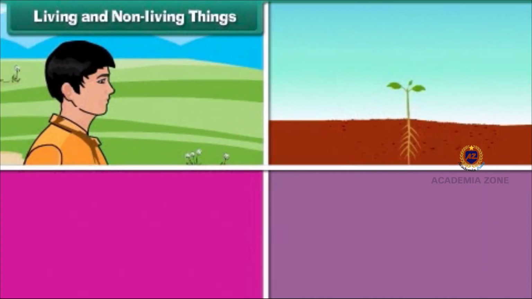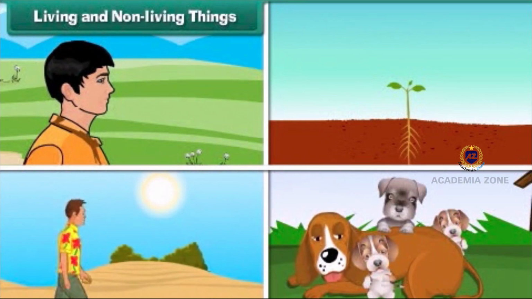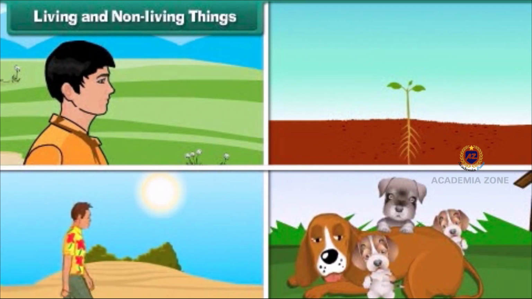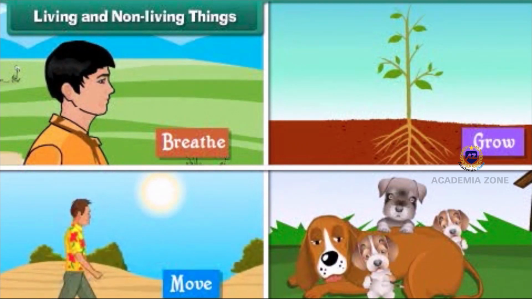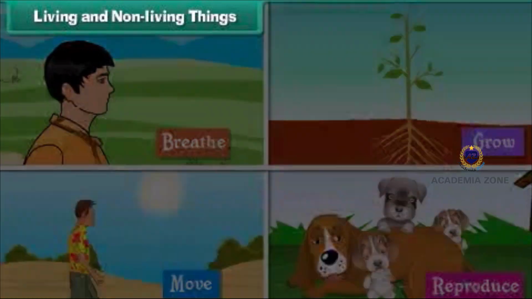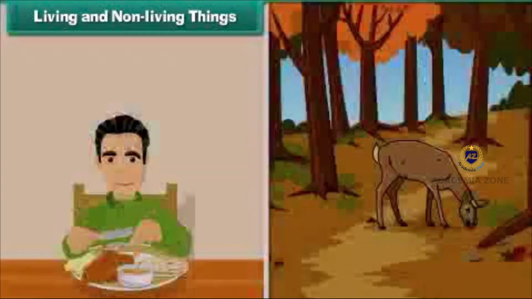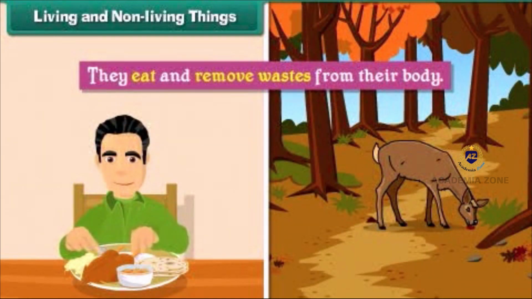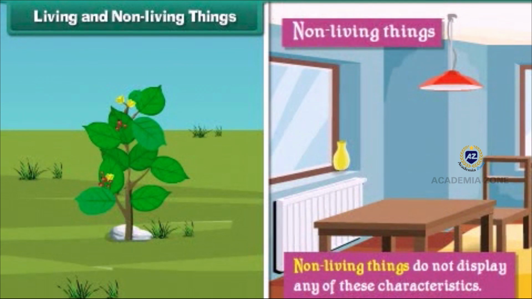Living and non-living things. Living things display the following characteristics. They breathe, they grow, they move, they reproduce, they sense and feel changes in their environment, they eat and remove wastes from their body. Non-living things do not display any of these characteristics.